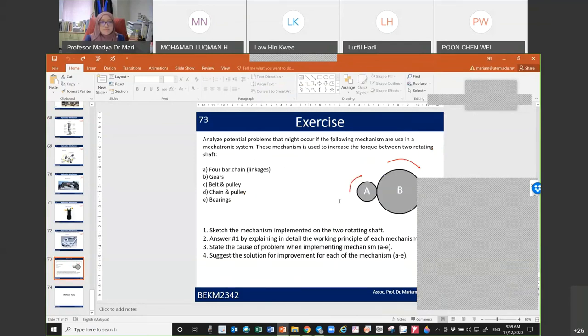Okay, I have examples until the exercise. This exercise is simple. You have two pulleys over here. Just suggest how you can use this mechanism to convert it into a rotary shaft. If you think by using gear, then draw out the sketch of how you put the gear into the system.